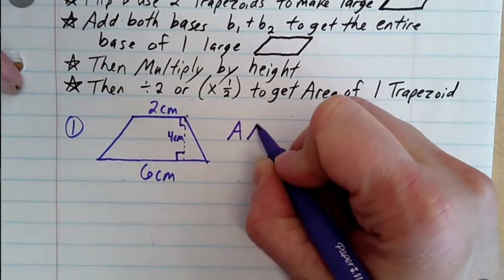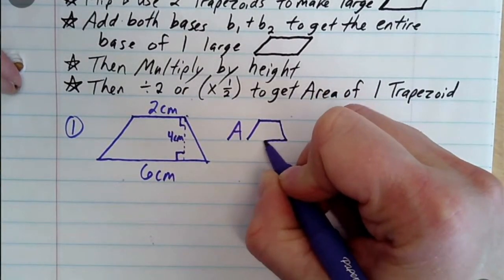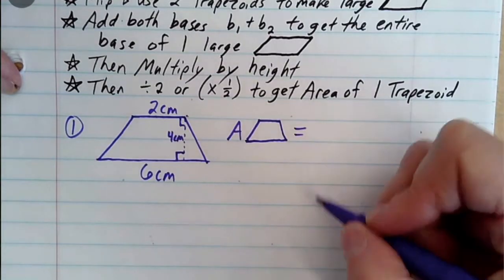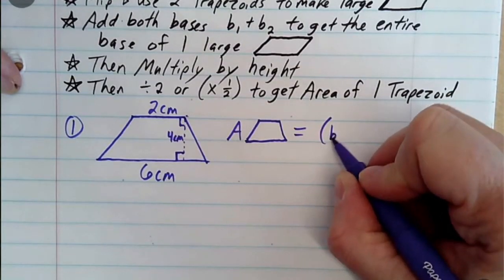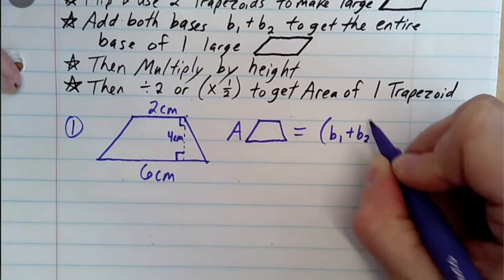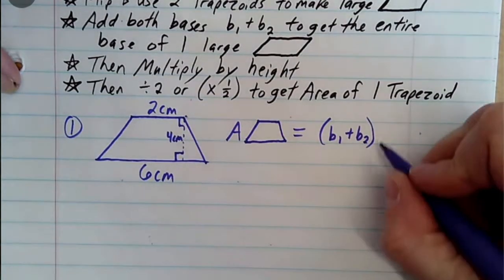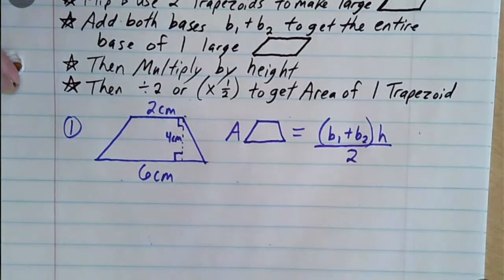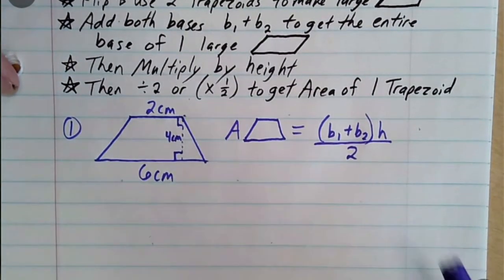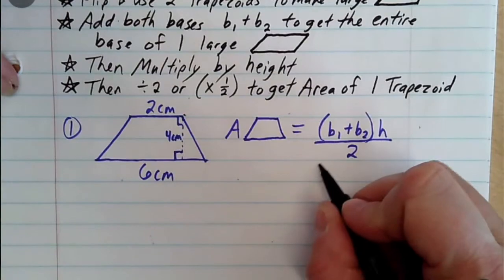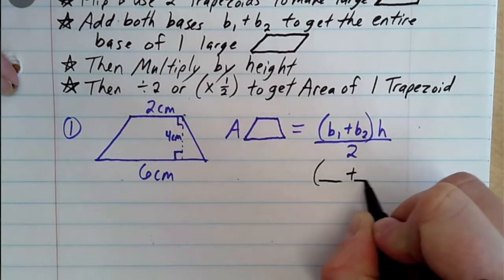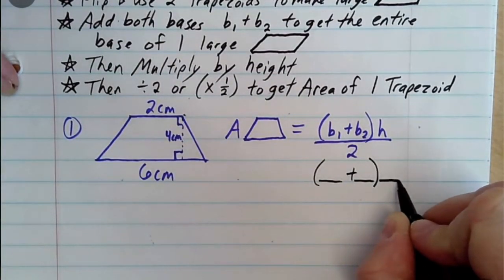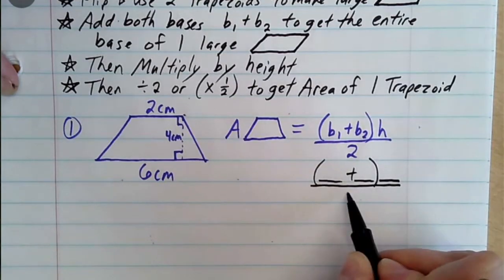First thing I want you to do, area of a trapezoid, is I want you to write the formula. Our formula is to add both base 1 plus base 2 together. So we put that in parentheses. Then you're going to times it by the height, and then you're going to divide it by 2. So since I've written the formula, I'm going to put the blanks there. Inside the parentheses, I have blank plus blank times the height, and then you're going to divide it by 2.